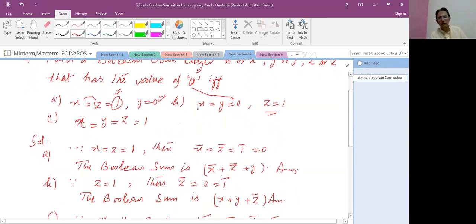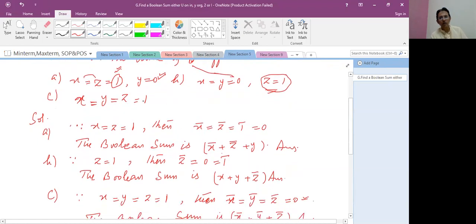Since in the second part x and y both are equal to 0, we will keep these terms as 0. So we will take the complement of z only. Since z is equal to 1, the complement of z is 0. So the answer, when we write the Boolean sum, is in this form: x plus y plus z complement.